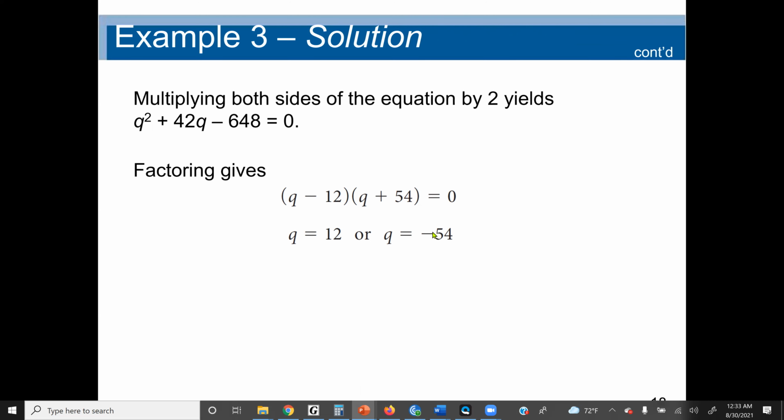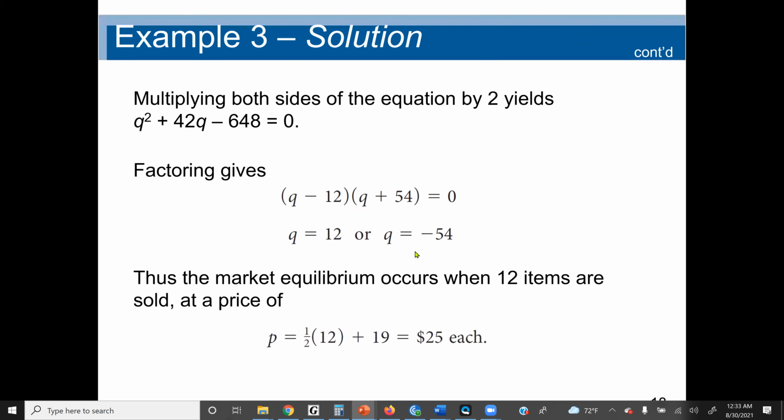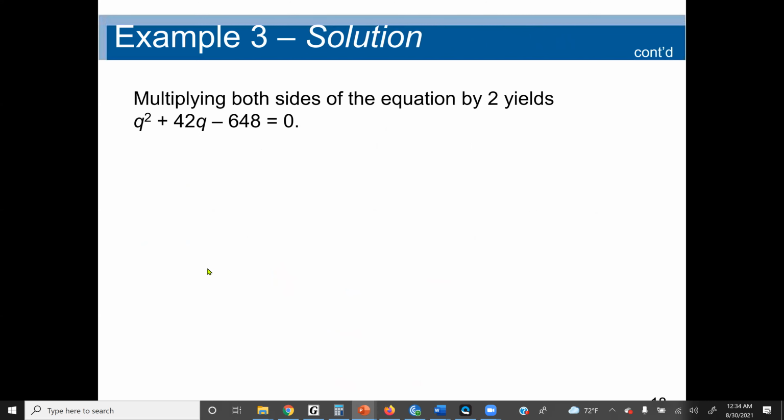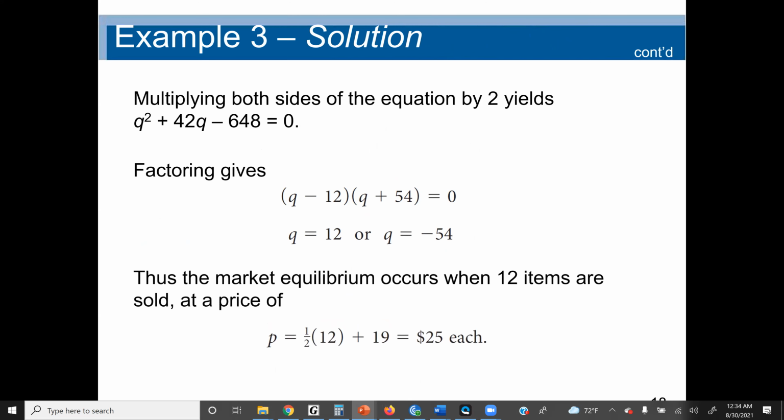This is a quantity, so we can't use the negative value. So here we say that the market equilibrium occurs when 12 items are sold at the price P. Again, we know the P equation. We use the first equation to find P. So P is half Q plus 19. If I have the Q value to be 12, then I'll substitute it, and that's what we did here. So we substitute the 12, plus 19, that gives us $25. Again, a quantity of items can never be a negative value, so we ignore negative 54.